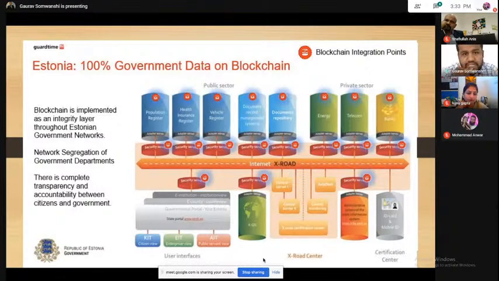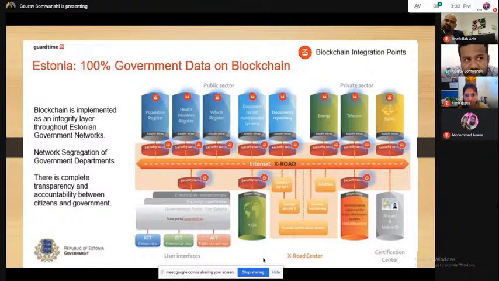So what they first did, don't be intimidated by the diagram, I'll just explain it. Initially, they said, let us connect the different government departments, health department, land record, RTO, different departments, let's connect them together on a blockchain platform. And they said that, yes, this is working wonderfully. The next thing they did is that they successfully combined the public sector and the private sector on a blockchain platform.